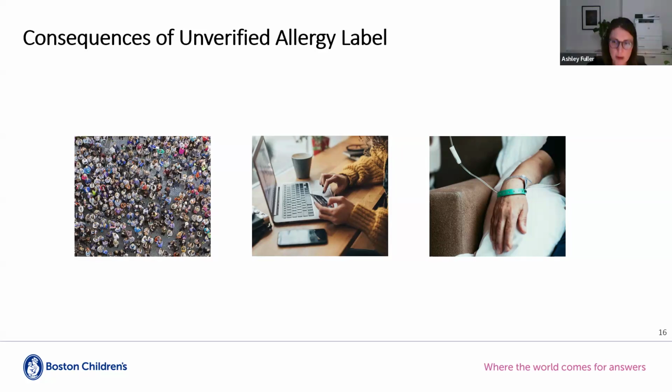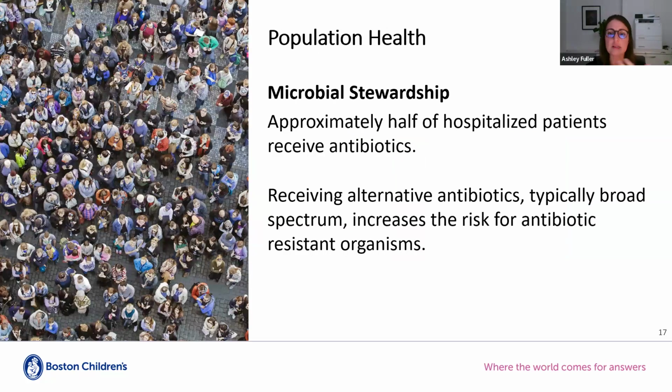Now, at a population level, the latest estimates I've seen on this suggest that 270 million antibiotic prescriptions are written each year in the US alone. And about half of all hospitalized patients will receive antibiotics. But having a penicillin allergy label forces clinicians to substitute that preferred first-line antibiotic option with a broader spectrum alternative, which directly promotes the development and spread of some of these antibiotic-resistant bacteria, which in turn affect all of us.